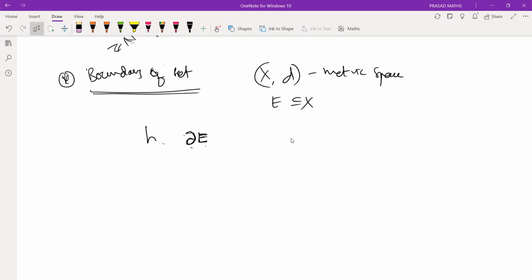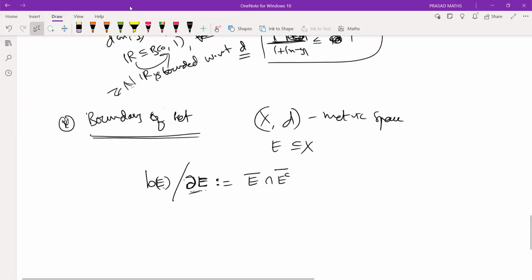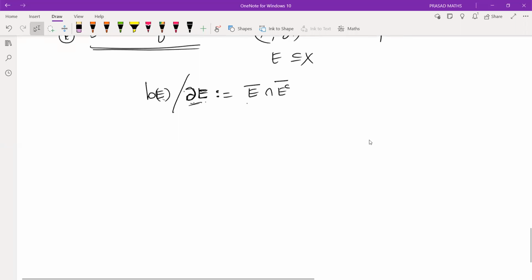In some books, they mention that this is B of E. Whatever notation you follow. So dou of E is defined by the closure of the set intersection with the closure of the complement. Right? Means the boundary of a set, which I denote by dou of E, is nothing but the closure of the set intersection with the closure of the complement. So this is my definition.